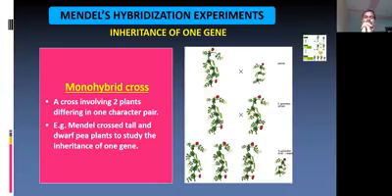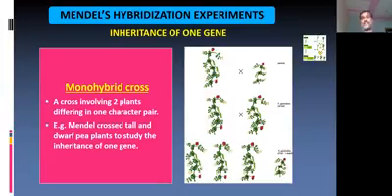He has taken into account the tallness of the plant, the height of the plant. One is tall, another one is dwarf. A cross between these two plants is done. When he has done the crossing between these two plants, in the F1 generation, the first generation, all the plants which appeared are tall plants.